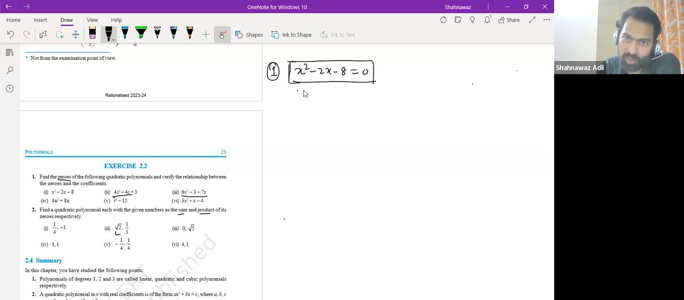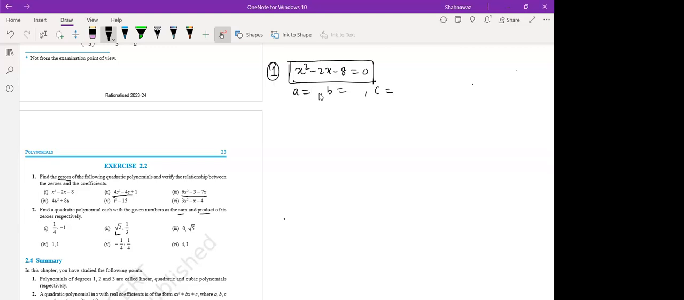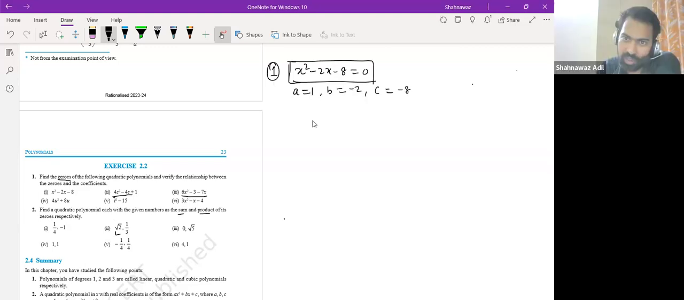You guys tell me what is a, what is b, and what is c. Yes, a is 1, b is minus 2, c is minus 8. Right. So this much you know, and you guys also tell me what is alpha and beta. Yes, you guys quickly calculate.